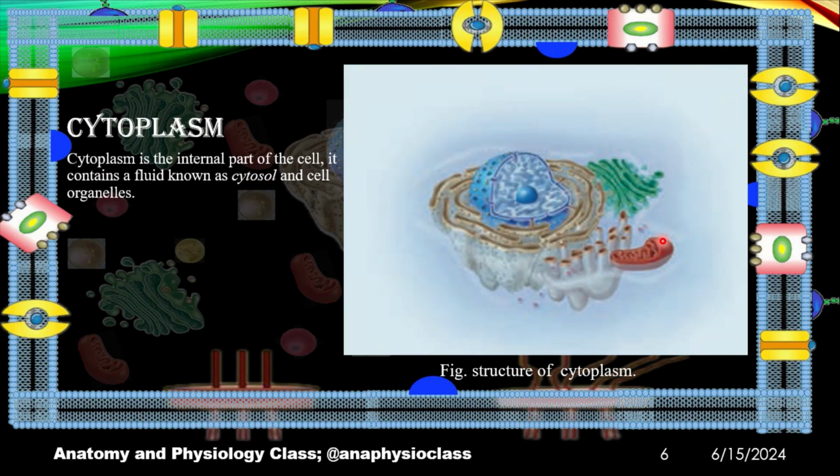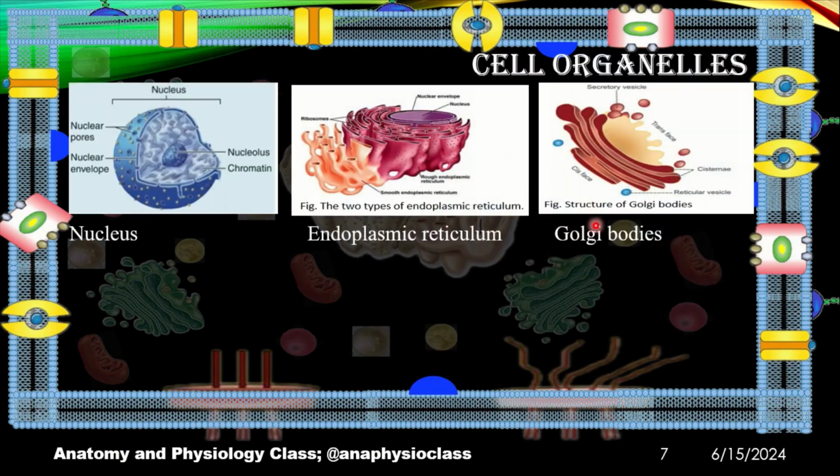And the cytoplasm of the cell. The cytoplasm is an internal part of the cell. It contains a fluid known as cytosol. This cytoplasm contains a very large percentage of water and a fluid known as cytosol. Then cell organelles. So it contains fluids and organelles. That is what is present inside the cytoplasm of the cell. The fluid is a combination of water and this cytosol. Then the cell organelles, which we are going to see each and every one now.